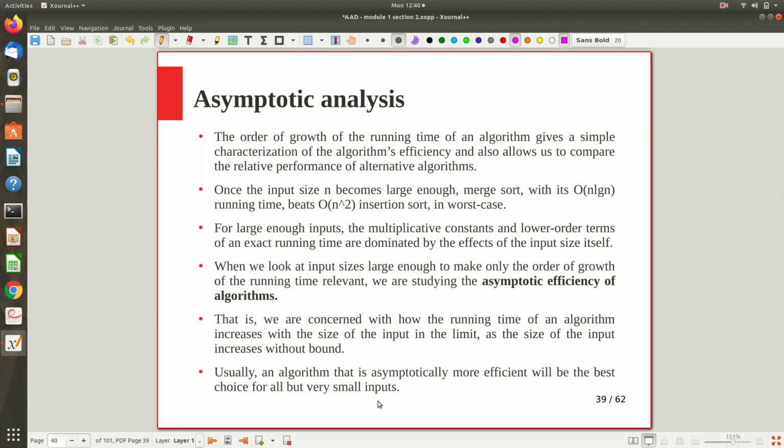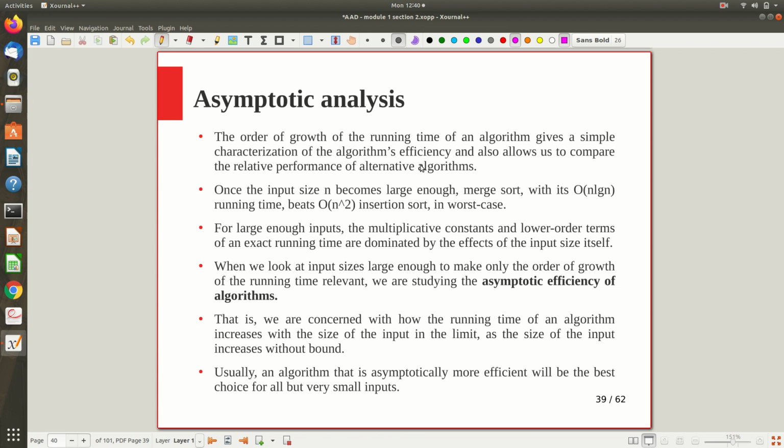Now, when it comes to asymptotic analysis, it basically focuses on the order of growth. The order of growth of an algorithm's running time gives a simple characterization of the algorithm's efficiency, because we ignore all constants, all smaller terms, everything. It also allows us to compare the relative performance of alternative algorithms. In that example, A1 takes n square time and A2 takes n time, so A2 is better.